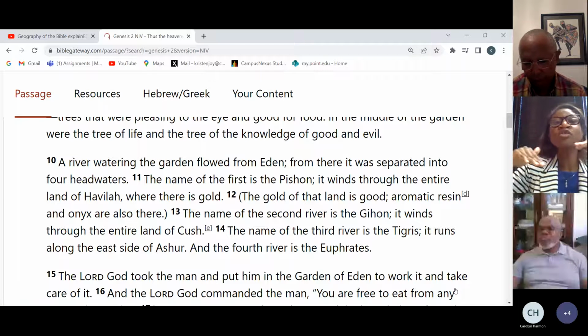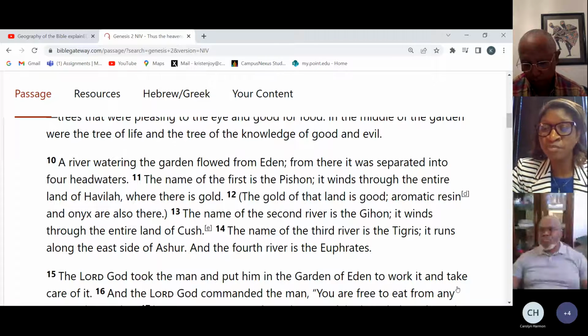So let's just pause right there. What does that say to you as an African American woman or man? I think it's a good point.